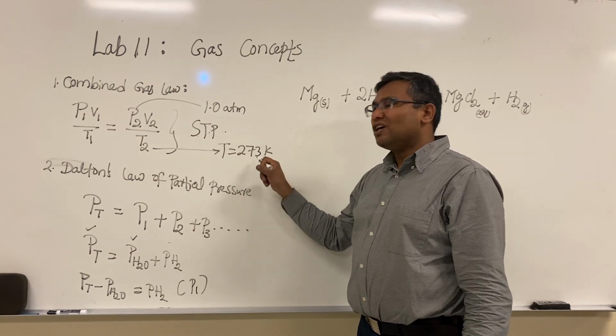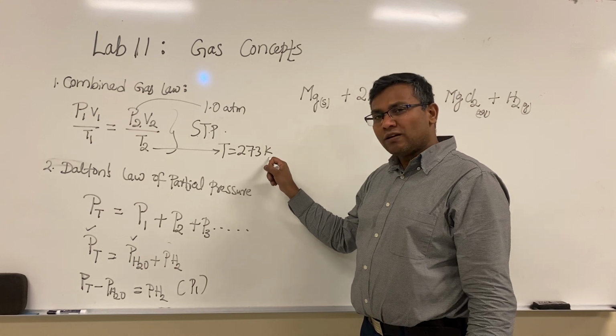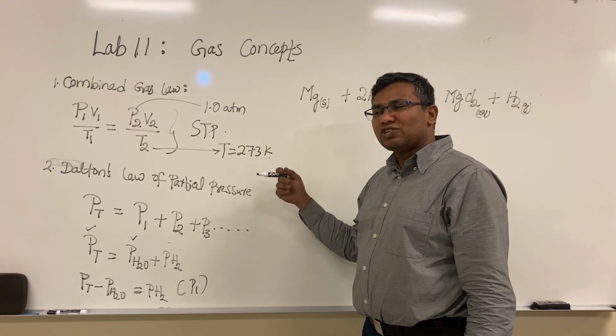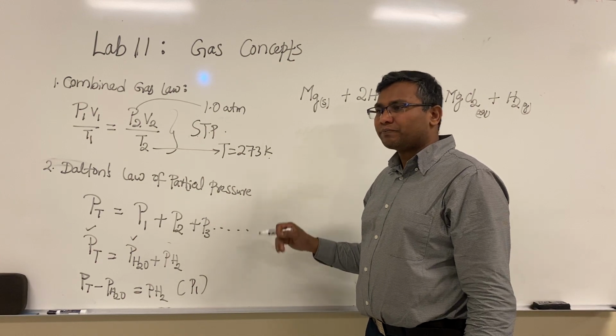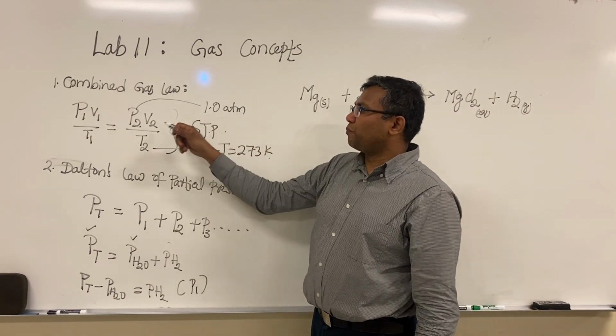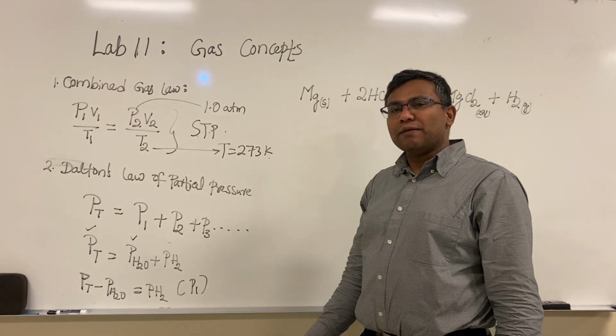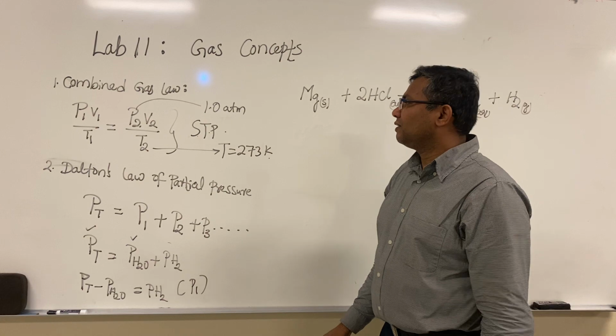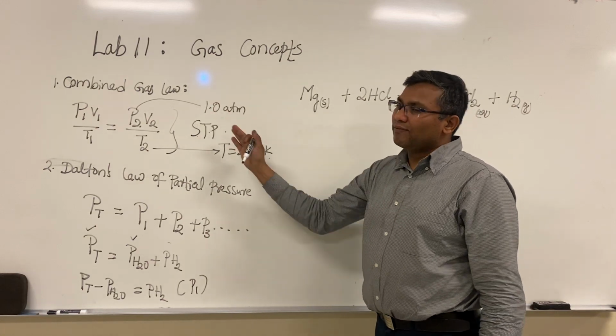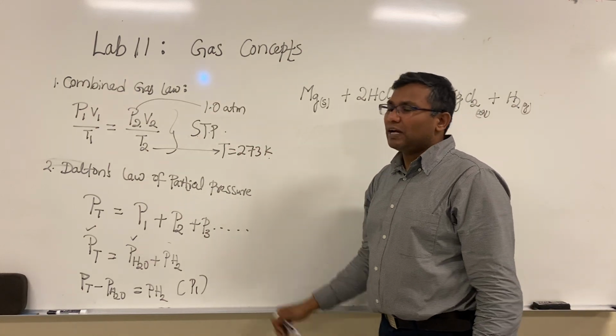Standard temperature is 273 Kelvin, or how much is it in Celsius? It's 0 degrees Celsius. And what is the standard pressure? It is 1 atm or 760 millimeters of mercury. You can use either, but we are going to use everything in atm, atmospheric pressure.